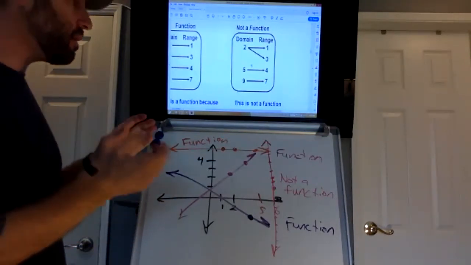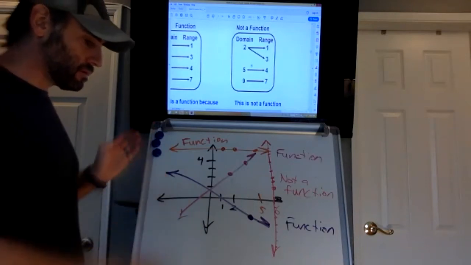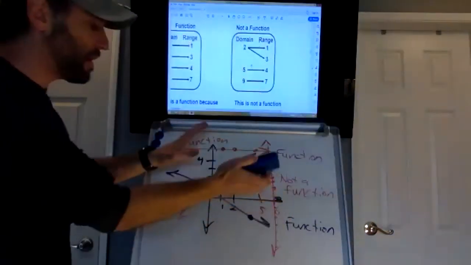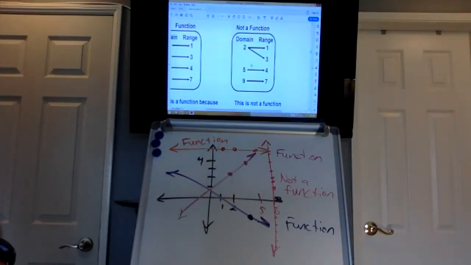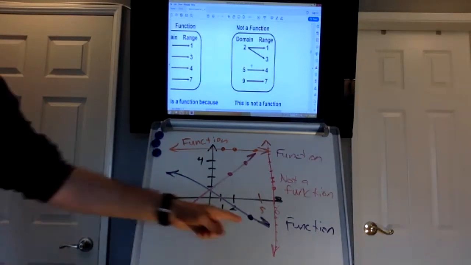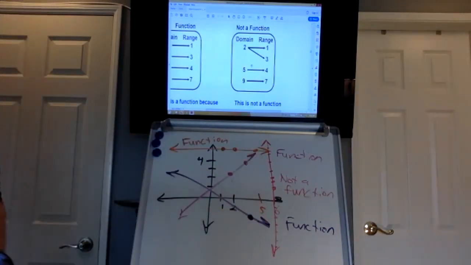Okay. So they're all functions except for the vertical line. Any other questions about what you're looking at here in terms of what's a function, what's not a function? On the one that's not a function, the vertical line, I'm just confused overall on that.